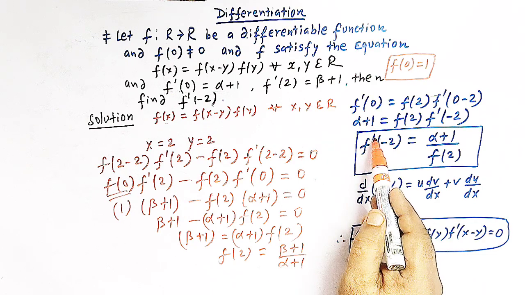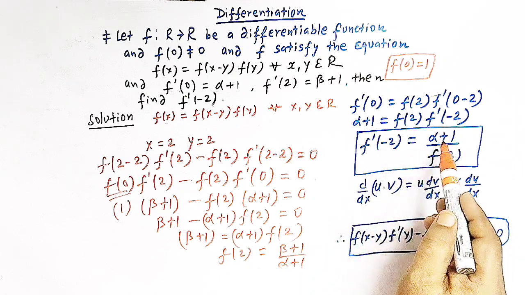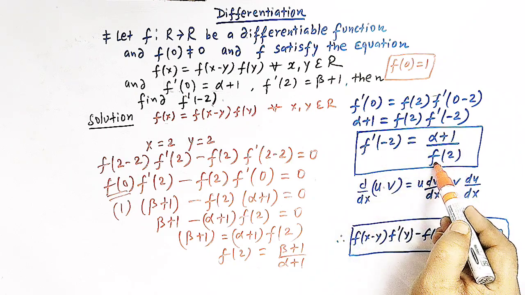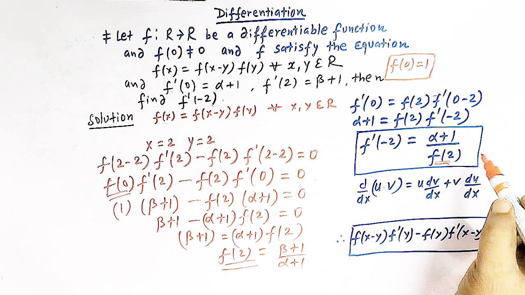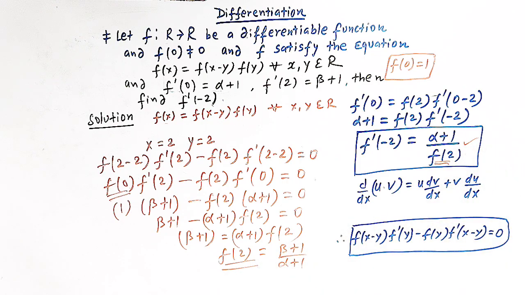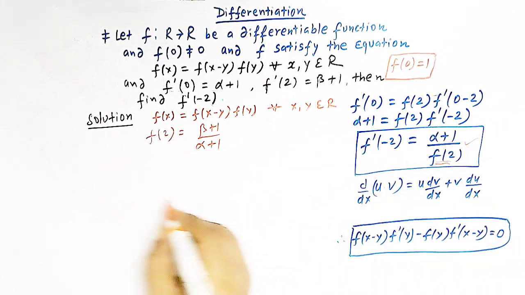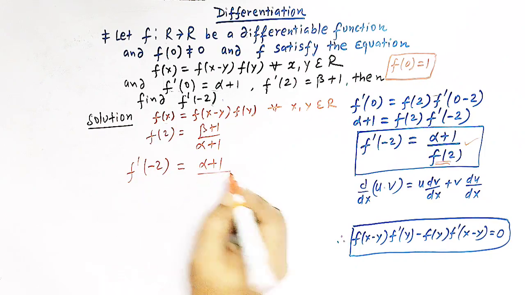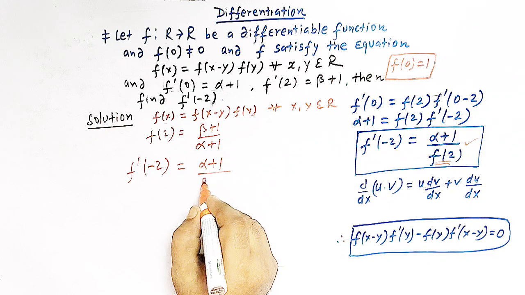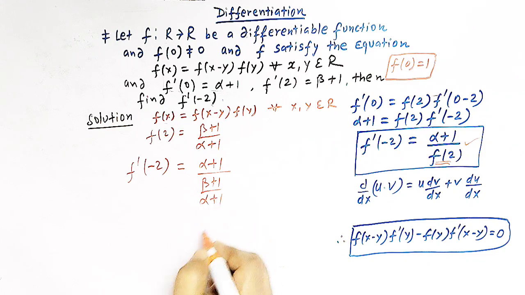And see, f prime of minus 2 is equal to alpha plus 1 over f of 2, and we have obtained the value of f of 2 in terms of alpha and beta. So f of 2 is the ratio of beta plus 1 and alpha plus 1. So let us substitute this value of f of 2 in this equation. So now f prime of minus 2 is equal to alpha plus 1, and f of 2 is beta plus 1 over alpha plus 1.